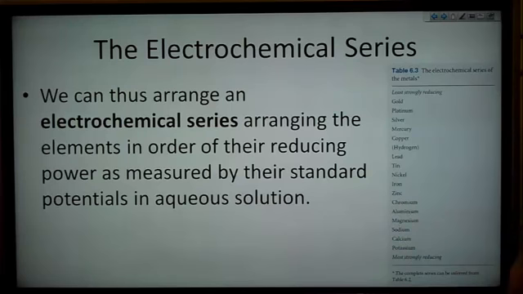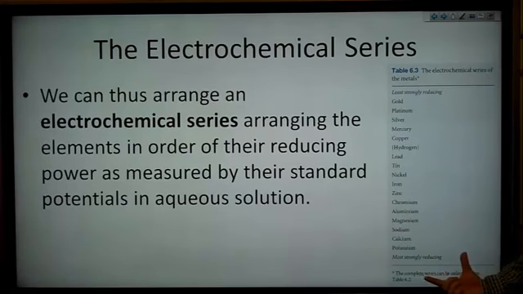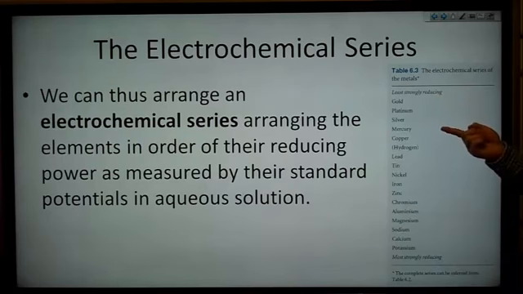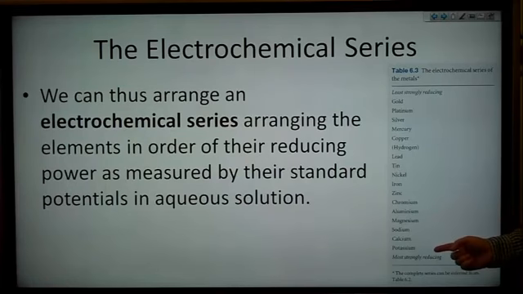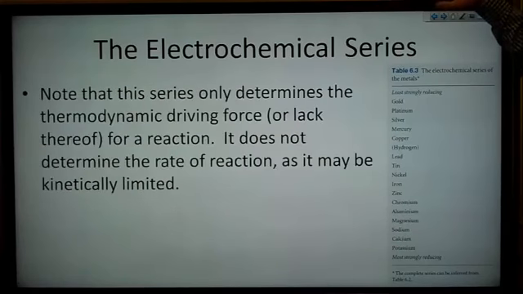I'm not sure whether you can read this or not, but we start out. This is of the metals, by the way. So we start out with the least strongly reducing, so the most oxidizing, and we end up going down to the most strongly reducing, so the least oxidizing. So we start out up here with gold and platinum, silver, and mercury, and we end up down here with magnesium, sodium, calcium, and potassium. Note that hydrogen is this point here, not metal, but that's the position of the standard hydrogen electrode in our series.